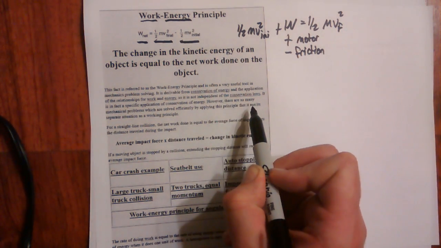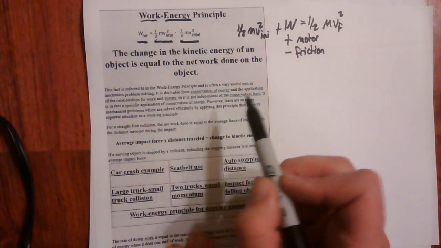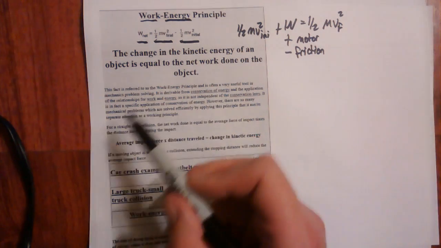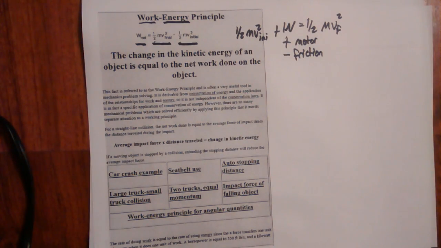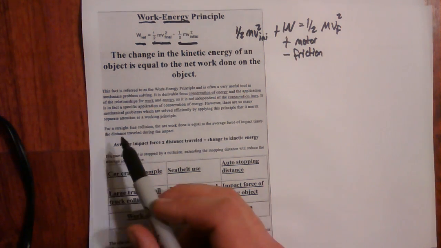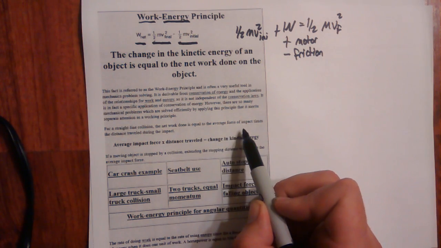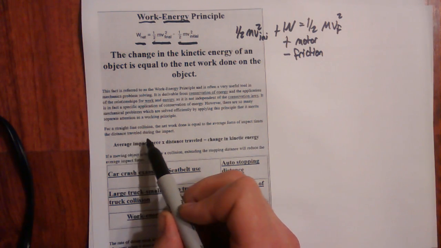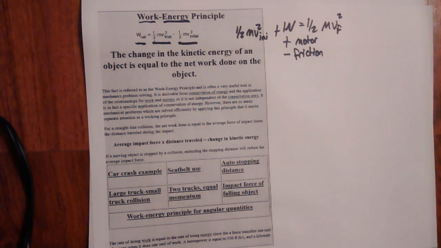However, there are so many mechanical problems which are solved efficiently by applying this principle that it merits separate attention as a working principle. It looks like this topic can be used to easily solve problems that would have been challenging, if not impossible, with just kinematics. For a straight line collision, the net work done is equal to the average force of impact times the distance traveled during the impact. So this time we're told what happens physically.